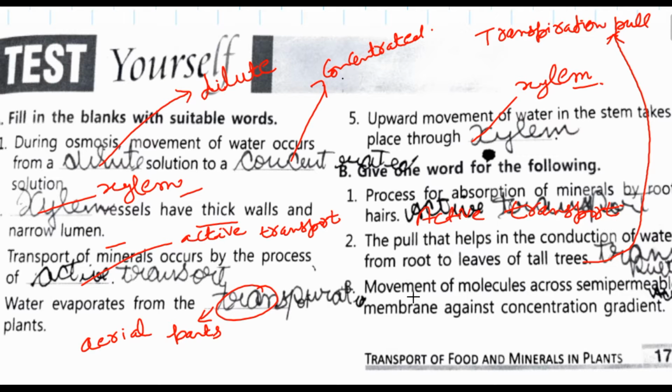Movement of molecules across a semi-permeable membrane against concentration gradient. I have told you earlier about this: whenever there occurs movement against concentration gradient, then it is always active transport. We will write here active transport.